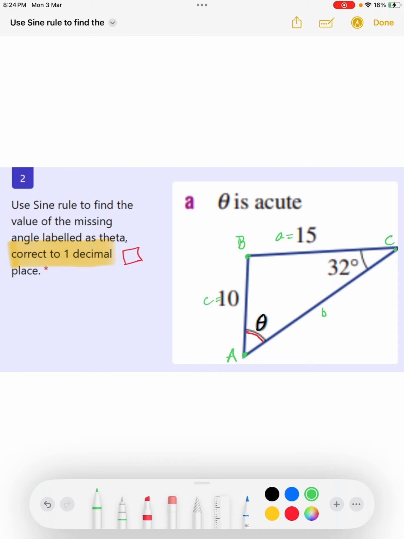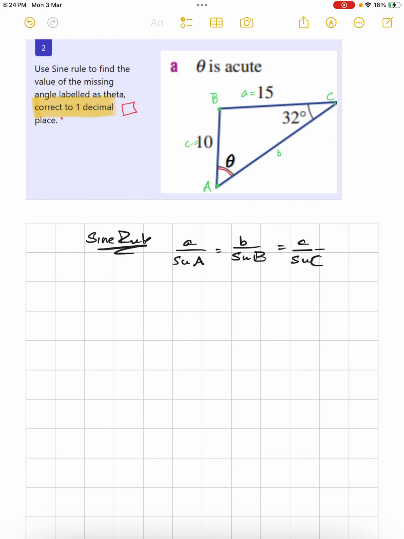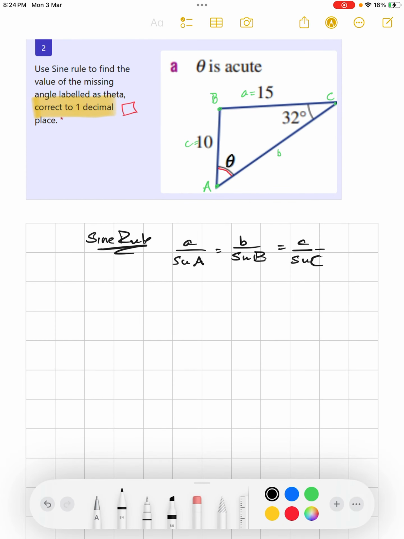We're not going to use b over sine B because there is nothing there at B. So let's take the rule and just take the a over sine A and the c over sine C. We'll use these two because we don't know what B and angle B is. So let's substitute: a is 15, sine A we don't know so I'll just put theta, c is 10 and sine of 32 degrees.